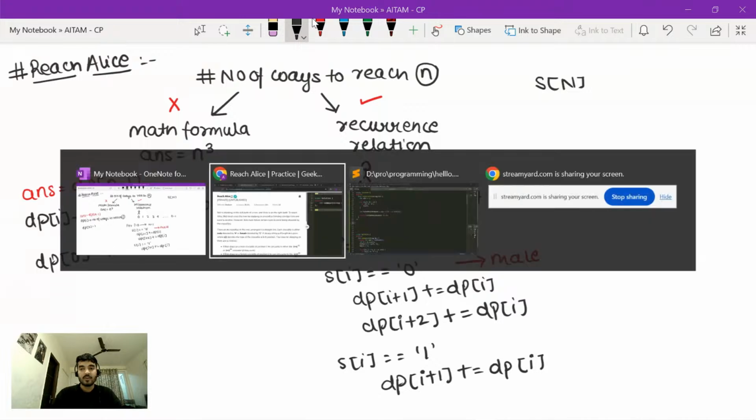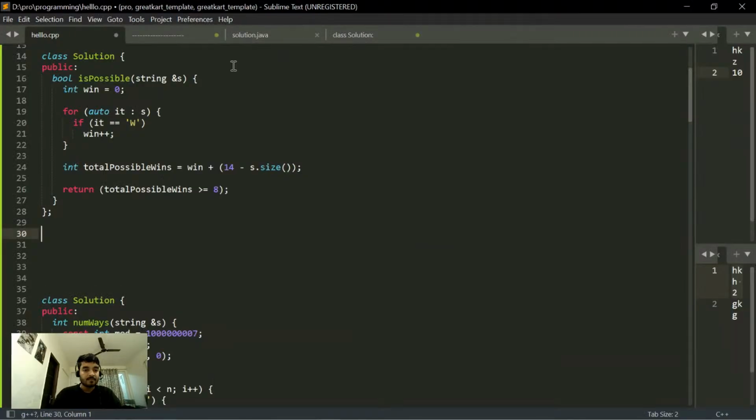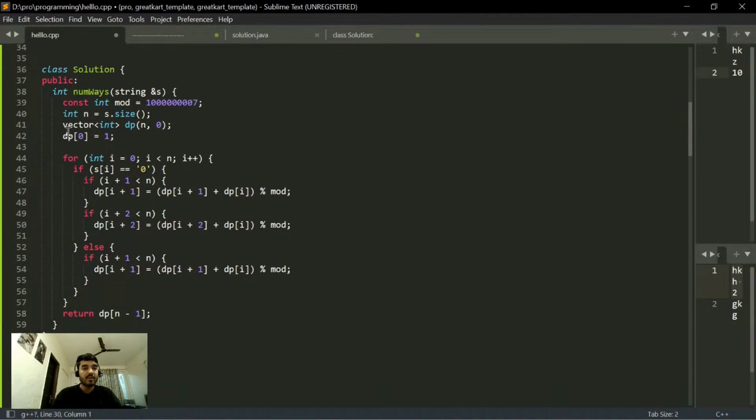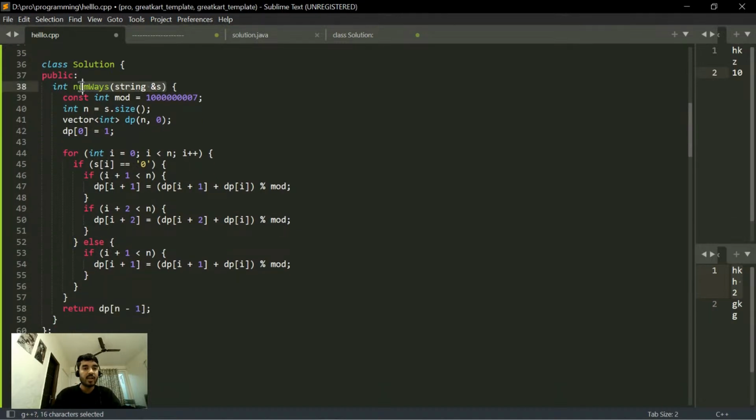So let me just quickly show you the implementation. And yeah, this is the method that you need to complete with the given string s. Then this is my mod, because the answer can be very large. So you must compress this answer by taking a mod with 10 power 9 plus 7. Then here I have taken the size of the string. Then this is my dp vector of size n. Then dp of 0 is equal to 1.